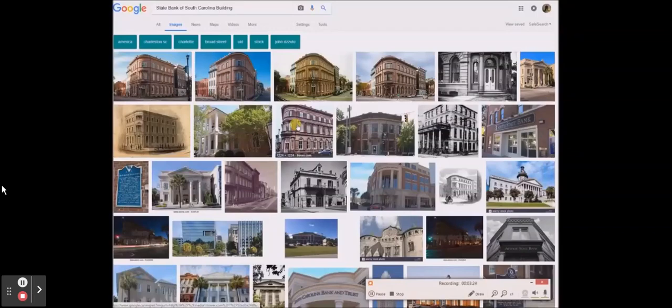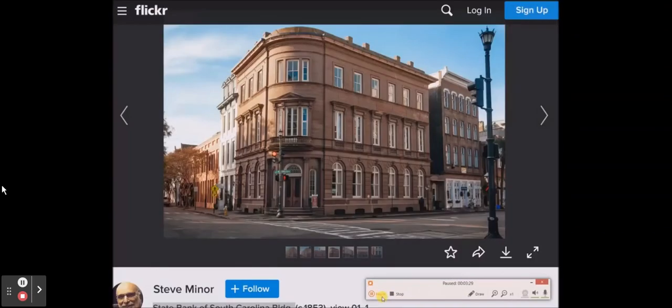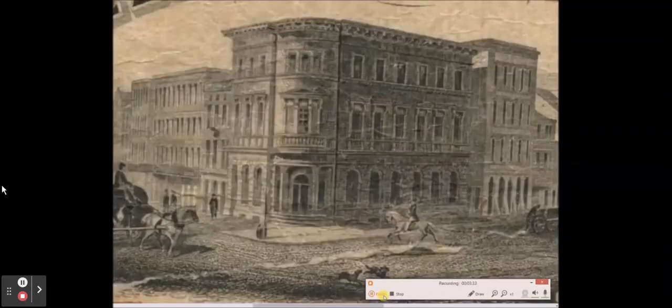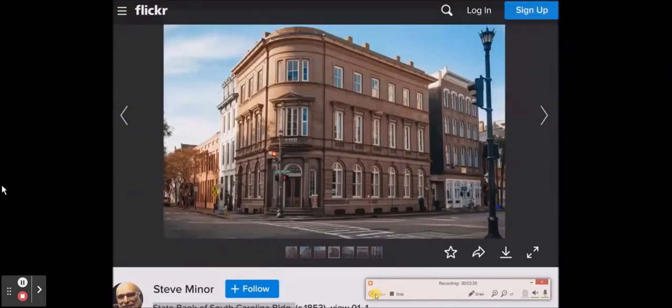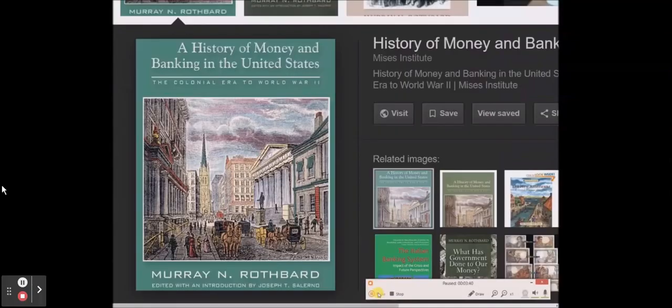I searched Google Images for the State Bank of South Carolina building. Now, I'm certainly not an expert on the history of banking in America, but I'm just showing you what I'm currently trying to look at. And unfortunately, I haven't digested all the history, so I can't come up with a conclusion.